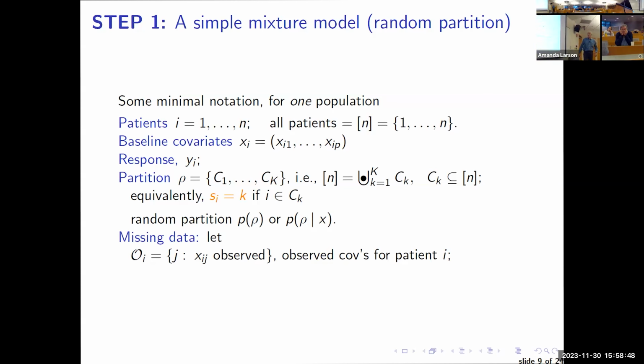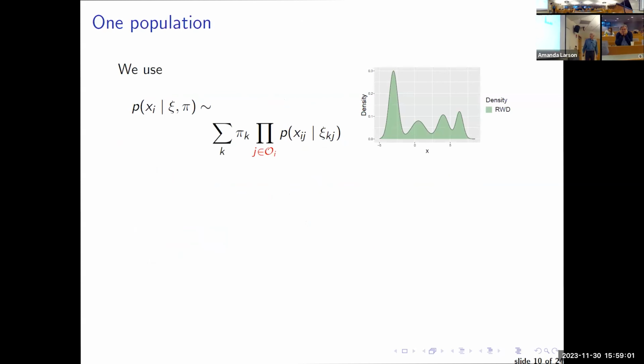We'll formally introduce missing data. In our case, those were just markers that were not collected earlier. So O sub i, those are the covariates that are observed for the i-th patient. And we are ready to actually write down the mixture model, nothing fancy happening here. This is just introducing the explicit notation for the mixture. This is the green mixture for the external data. I introduced pi sub k for the weights. Those are my kernels. Oh, one drift to the kernels.